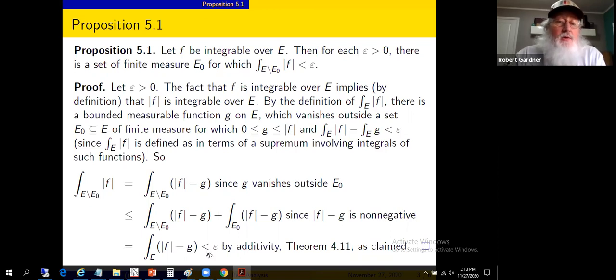So the integral of absolute value of f over E set minus E sub 0 is less than epsilon. The E sub 0 came rather indirectly from the epsilon and the definition of the integral of the absolute value of f.